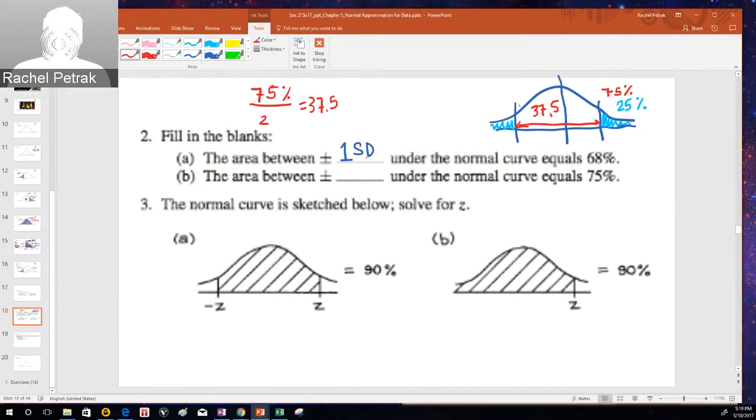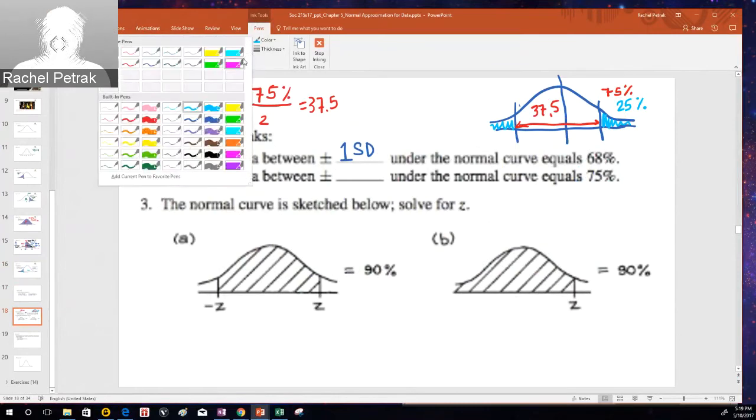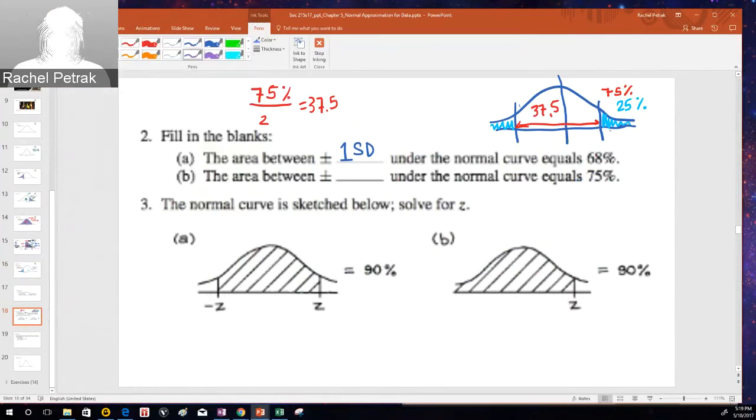Or we could do the same process, or we could take our 25% and divide that by 2 and use the area beyond z, corresponding to 12.5. So I know that the total of these two areas is 25%, but each one taken alone, just this area, is going to be only 12.5%, or 25% divided by 2.